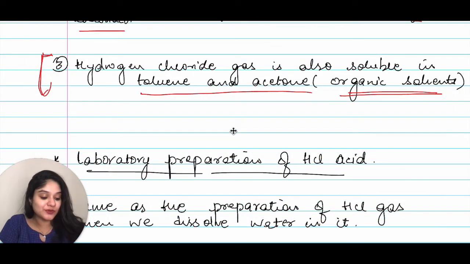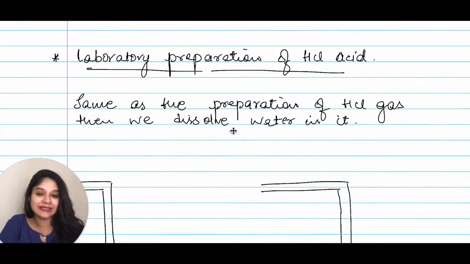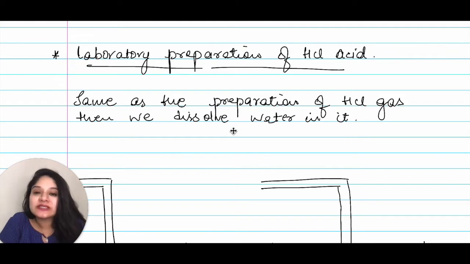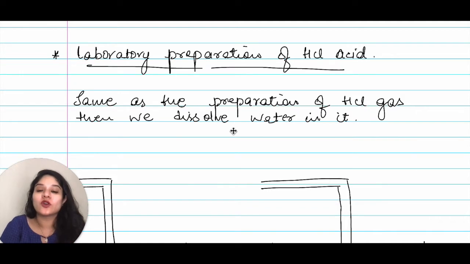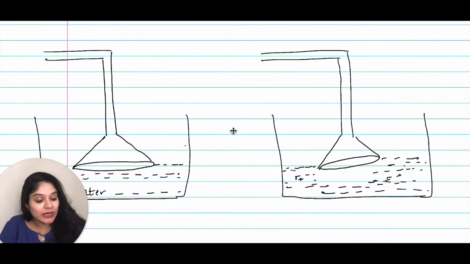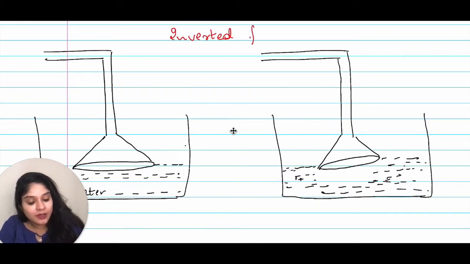Okay students, moving on to the lab preparation of HCl acid. As we just discussed, HCl acid has the same preparation as HCl gas. The only point is that once your HCl gas is generated, you dissolve it in water and you get HCl acid. There is a proper method that we follow while dissolving HCl gas in water. So let's look at that. This is known as inverted funnel arrangement.